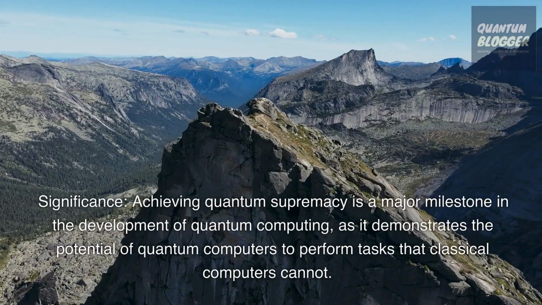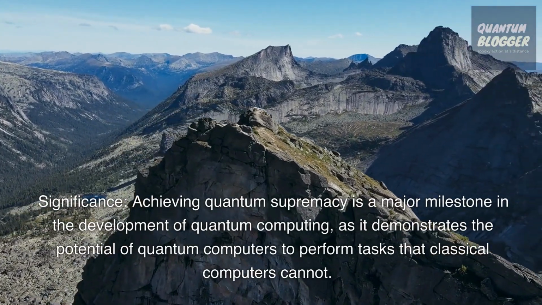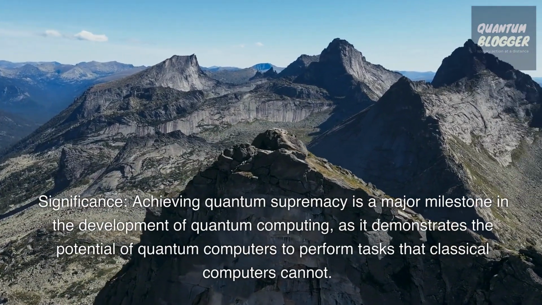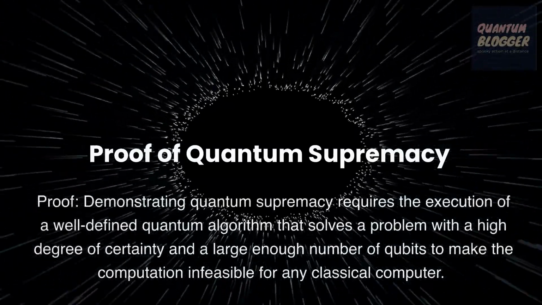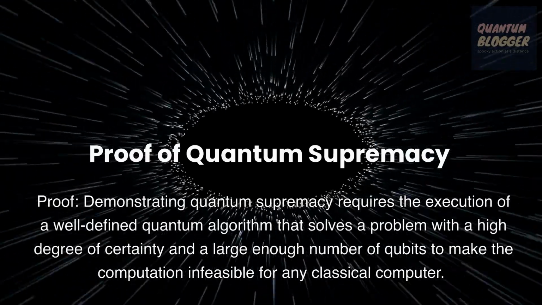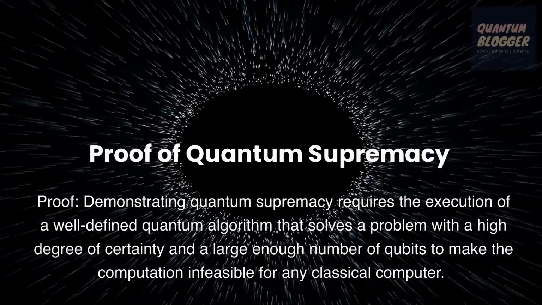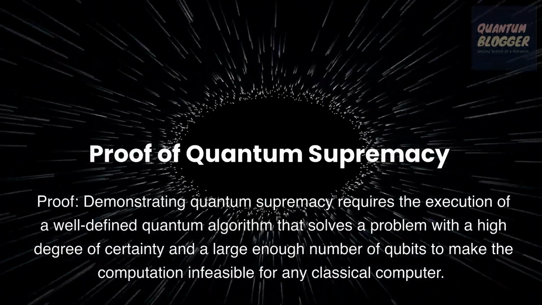Significance. Achieving quantum supremacy is a major milestone in the development of quantum computing, as it demonstrates the potential of quantum computers to perform tasks that classical computers cannot. Proof. Demonstrating quantum supremacy requires the execution of a well-defined quantum algorithm that solves a problem with a high degree of certainty and a large enough number of qubits to make the computation infeasible for any classical computer.